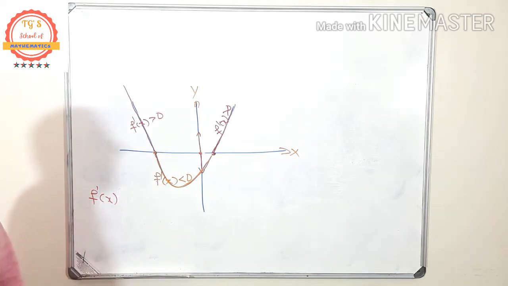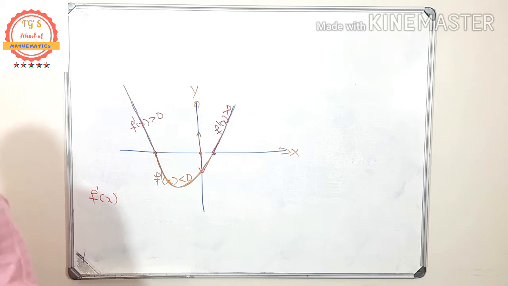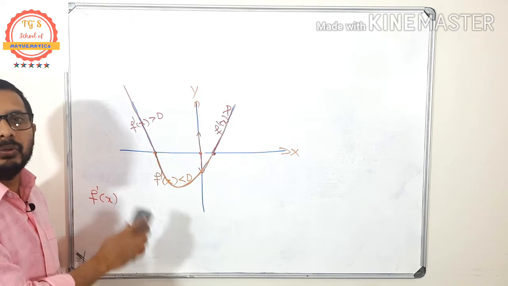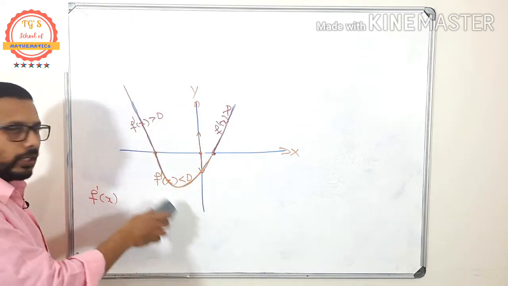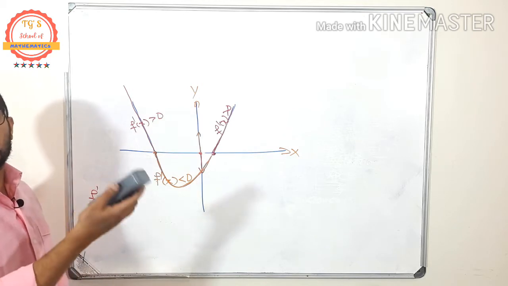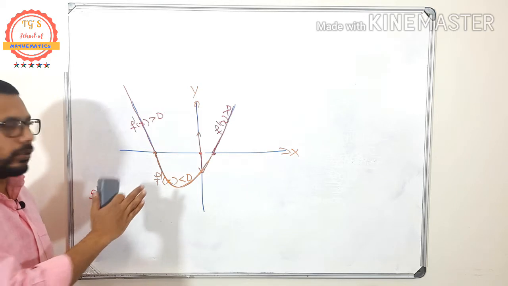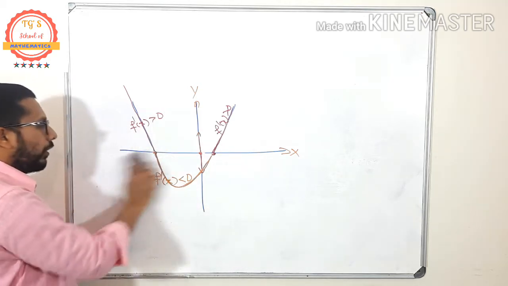Okay, so now come back to our question. I want to remind you something more. So this is one part that you have to remember, you have to study. Okay, you must make sure that you know the concept of this one. Okay, f dash of x greater than 0 means that it is above the x-axis. Okay, f dash of x less than 0 means it is below the x-axis.